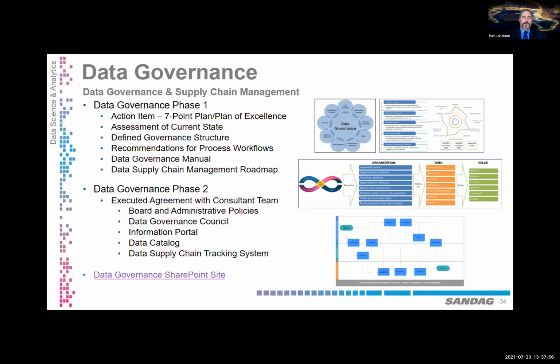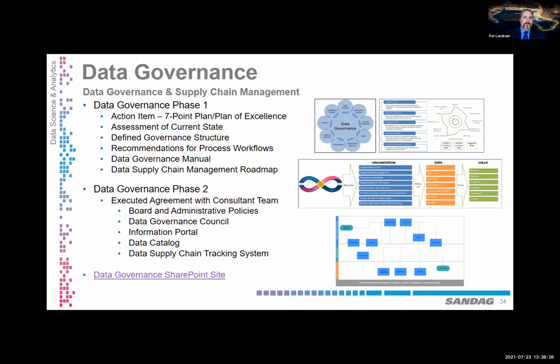The second phase, which we are currently undertaking as we speak, at the beginning of July, we executed an agreement with our on-call consultant, HNTB, with their sub Eckerson. Eckerson is the same team that worked on our phase 1 effort. And now we're really focusing on policies, both at the board level and administrative level, to drive how we as an organization implement and manage our data governance practices.